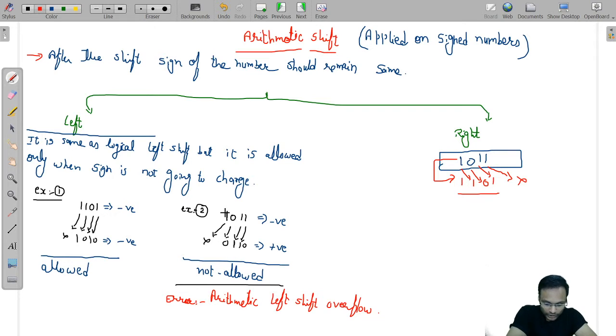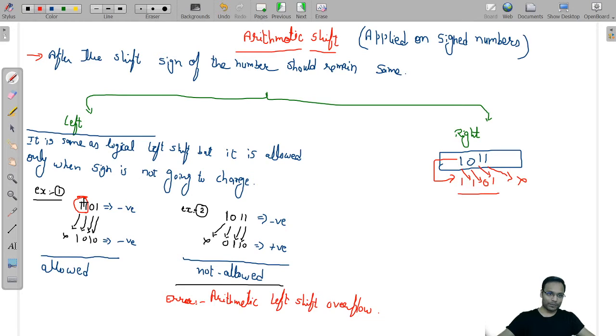So if the sign is changing, then my CPU is not going to allow the arithmetic left shift operation on that number. And how will the CPU test whether the sign is going to change or not? You can predict it easily. Look at this. If the MSB bit is 1 and the next bit is also 1, if these two bits are the same, then the sign is not going to change. Why?